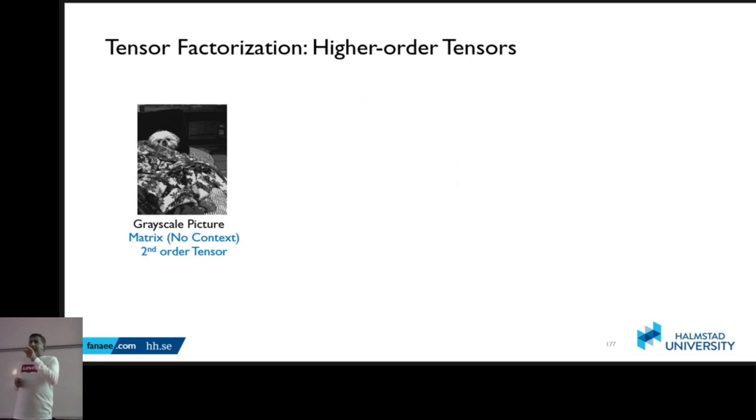And then you may ask, do we have higher order data, more than 3? Of course we have. Look at this image. This is a grayscale picture. This is a matrix or second order tensor. A vector is a one order tensor and a scalar is a zero order tensor. Anything is a tensor. That is why TensorFlow is called TensorFlow, because they want to be more generic. They want the input data to be any order of data.